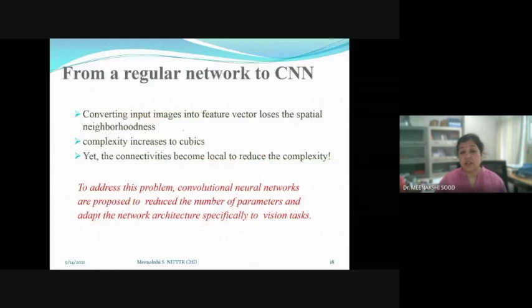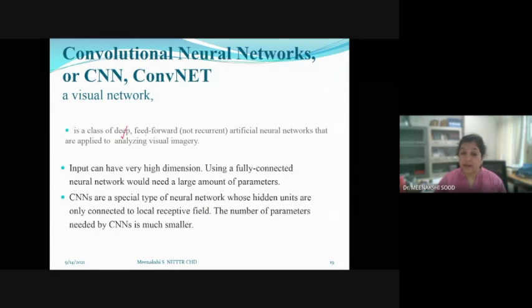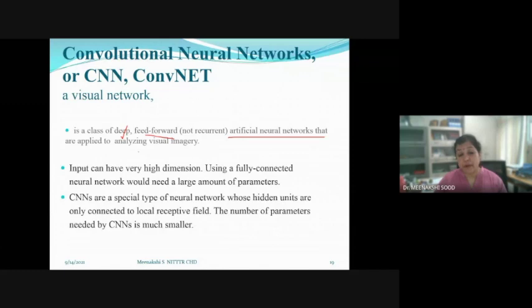So the spatial location is lost when we convert the images into feature vectors, and the complexity increases cubically, as I showed you that a 400 cross 400 image, or even a simple 256 cross 256, will result in thousands or millions of parameters. So to address this problem and to reduce the number of parameters and adapt the network architecture, the convolutional neural network, the main prominent network of deep neural networks, was introduced, which is a class of deep feed-forward artificial neural networks primarily used for visual images. Now it is being used for signals also, right? So the image problem, that is, working with two-dimensional data, was covered with convolutional neural networks.